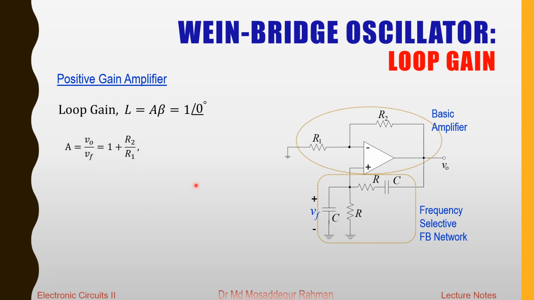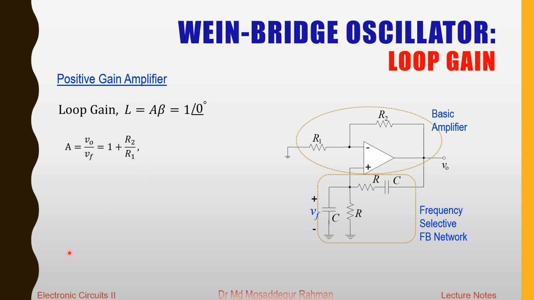So first we start with the gain of the basic amplifier A. The gain of this amplifier is defined by output divided by input. In this case, the input voltage is the voltage that appears at the non-inverting terminal, that is Vf. So the gain of the basic amplifier is V naught by Vf, and since this is a non-inverting amplifier, the gain expression is our well known 1 plus R2 by R1.